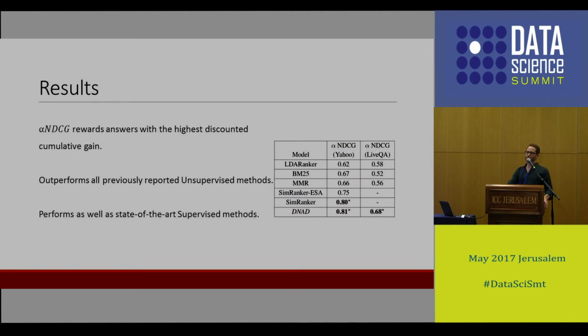We measure the performance of our algorithm on two gold standard data sets. Our evaluation metric is named alpha-nDCG. This metric rewards answers with the highest number of aspects. It's a discounted one. If an aspect exists lower in the ranking, you'll get less. We can see our method outperforms all unsupervised methods on both data sets and is able to compete with the state-of-the-art supervised method on the same gold standard.